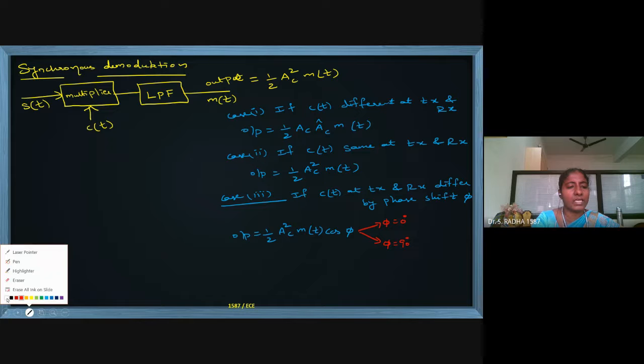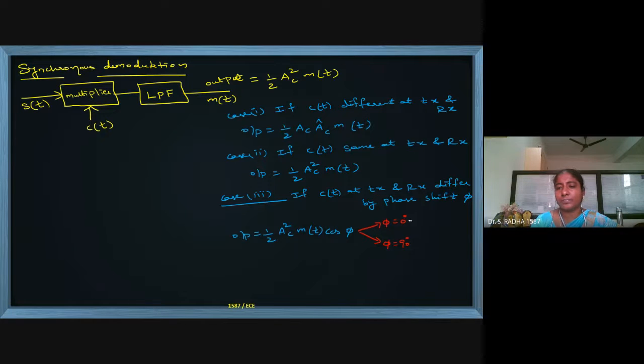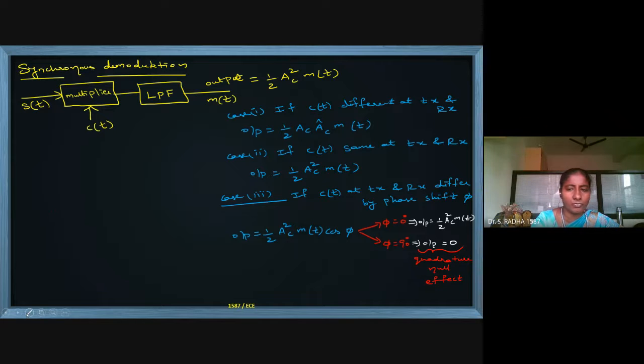In this case, output is half AC square M of t. And in the second case, output is 0. When that phase shift equal to 90 degrees, output is 0. This is called quadrature null effect. The transmitter and receiver, they are not using same carrier, and the carrier is having a phase shift. At the transmitter, C of t means, at the receiver, it is with a phase shift. I will show you the meaning of this.